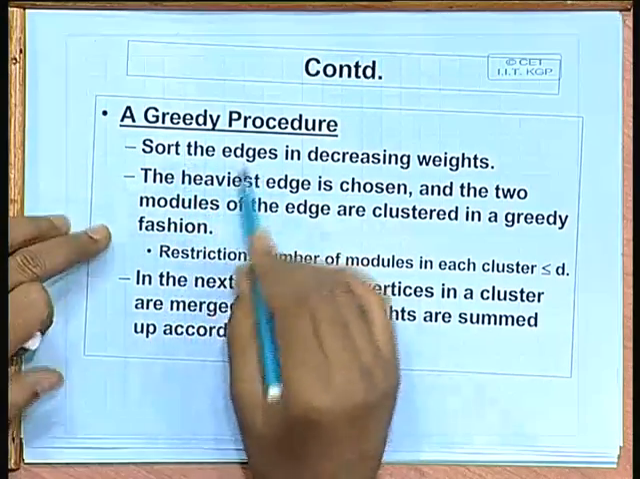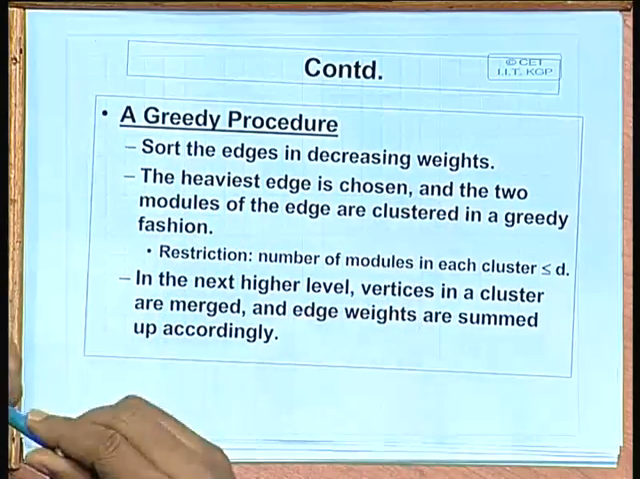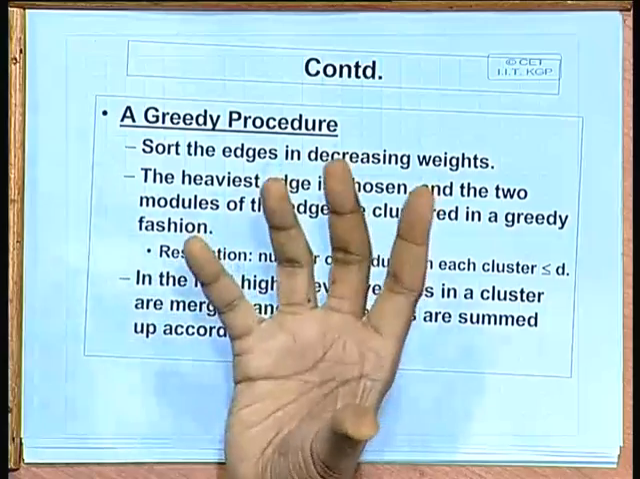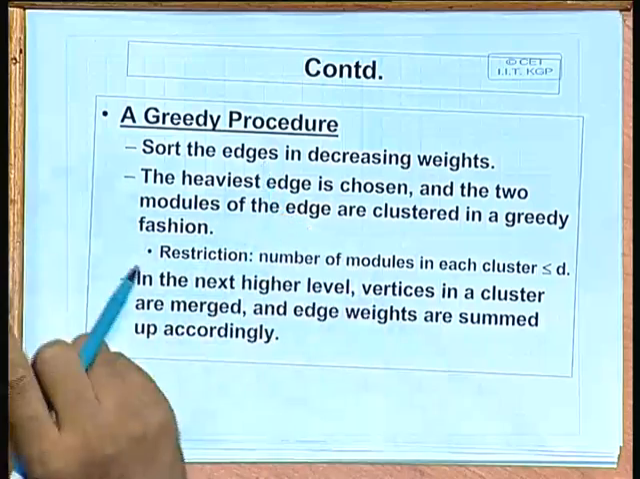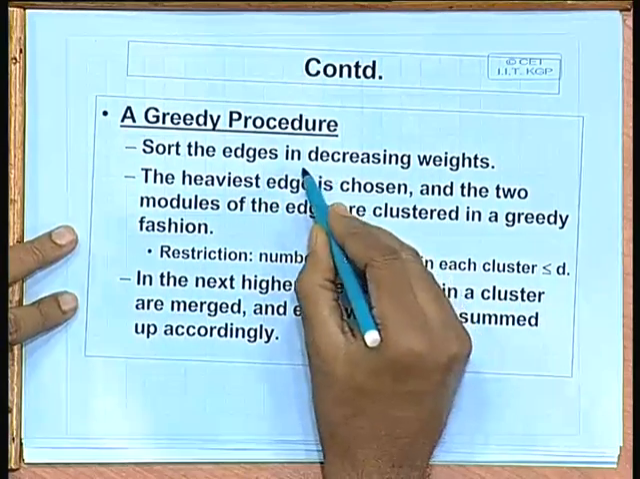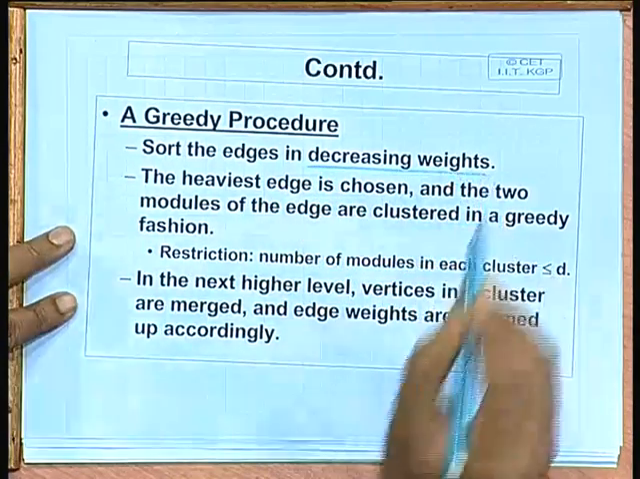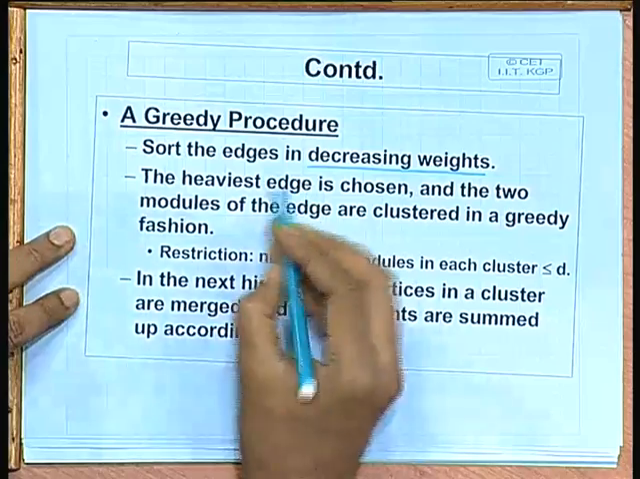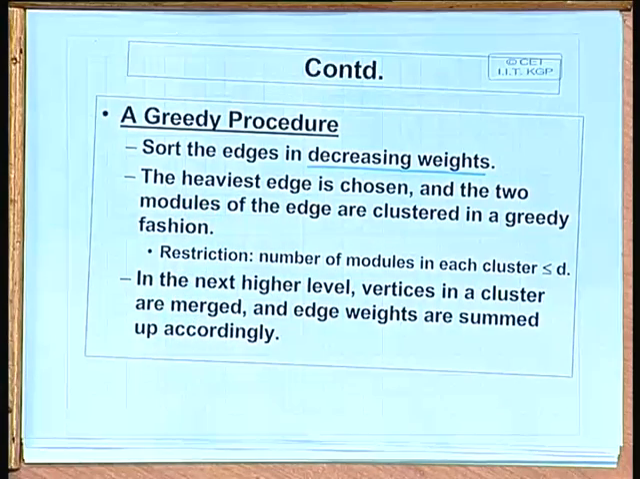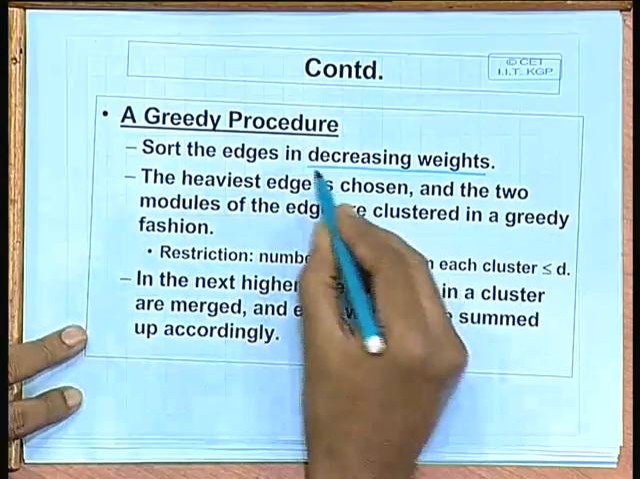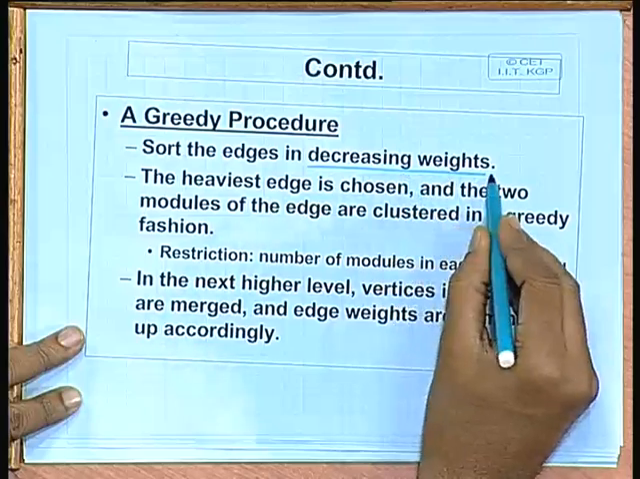So instead of searching the graph every time and finding D blocks which are strongly connected, which itself will require some amount of searching, you can have a simpler way of doing that. You sort the edges between nodes in the order of decreasing weights, and you choose the heaviest edge.